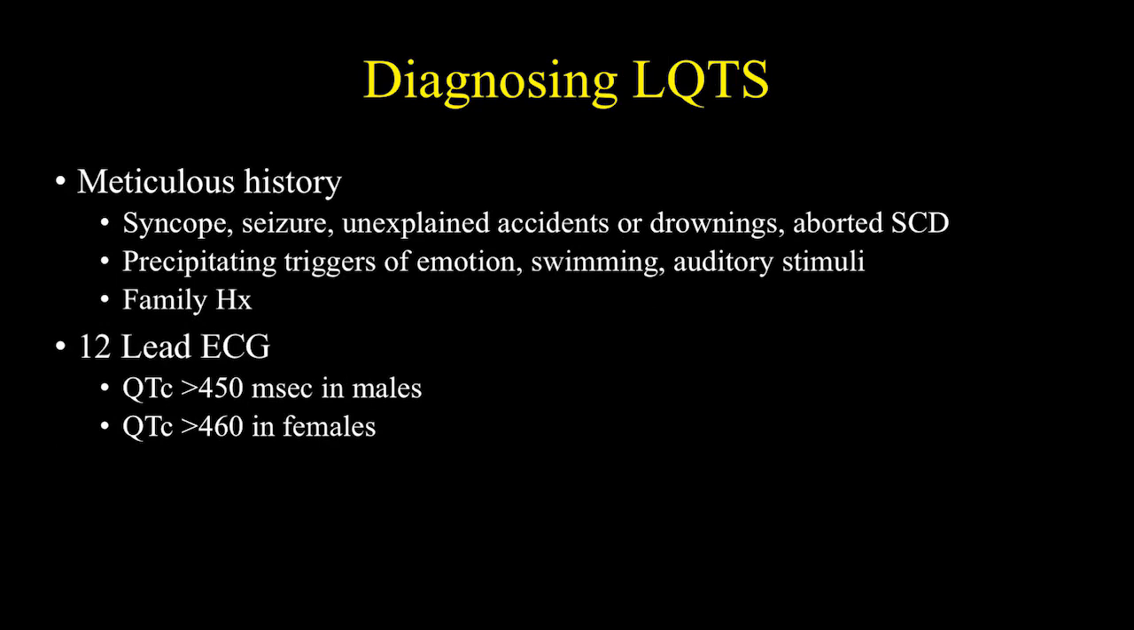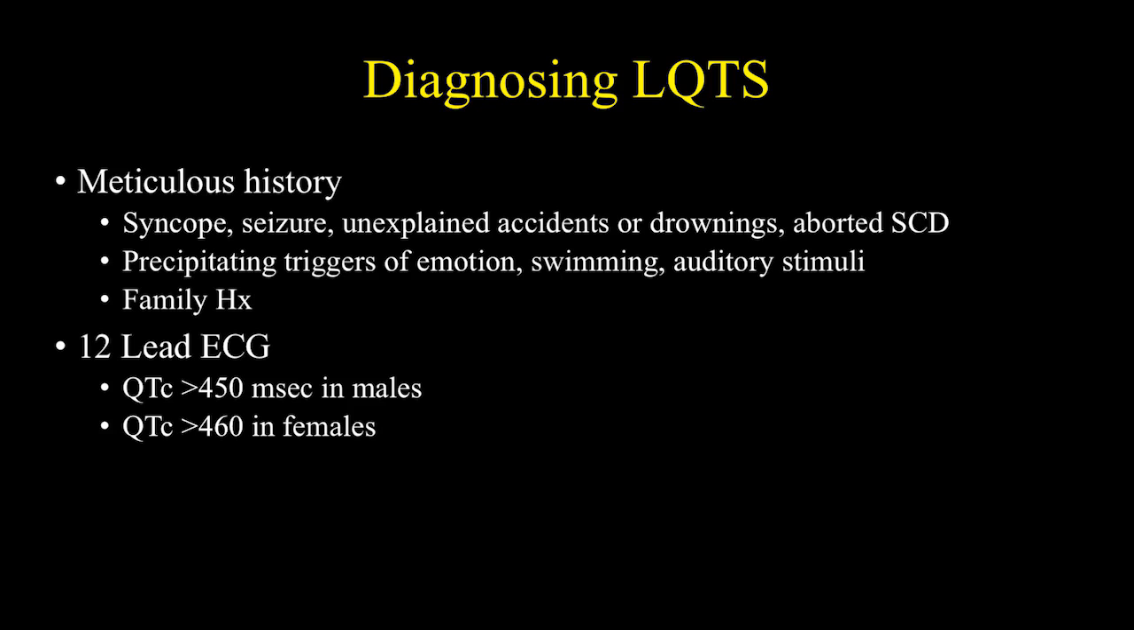Let me tell you, sometimes it can be challenging. And I must say that I admit that I made some errors, sometimes being overly aggressive here. But what you do is take a meticulous history, okay? Syncope, and especially seizures. Typically children have seizures, have syncope, will come in with a story, I had a seizure, or my child had a seizure. Really be careful about seizure history in children, because oftentimes it's actually ventricular tachycardia, torsade. Unexplained accidents or drownings. If you hear unexplained drowning, think long QT1. Of course, aborted sudden cardiac death.